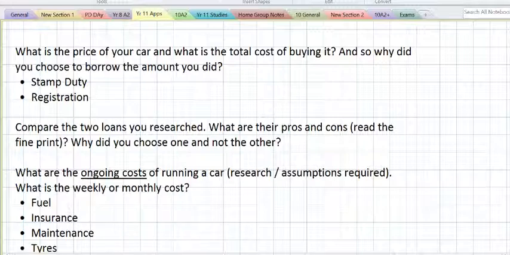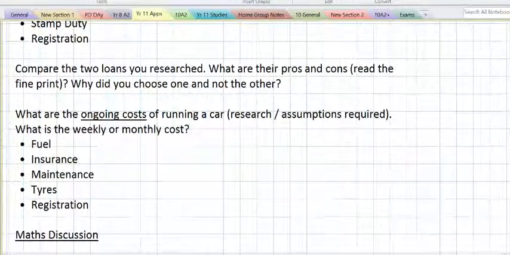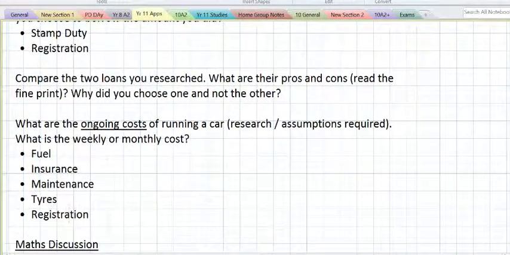Now, we're looking for awareness of the costs of running the car. And that will lead into which loan to choose. Because if you've all done the tables, you'll know that if you took out a loan for 2 years or 1 year, then the interest you pay in total is quite low. However, the monthly repayments are high.